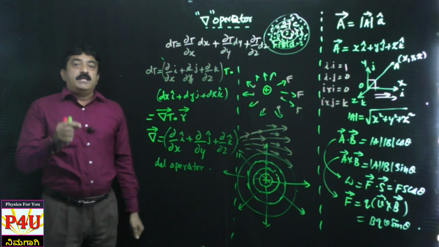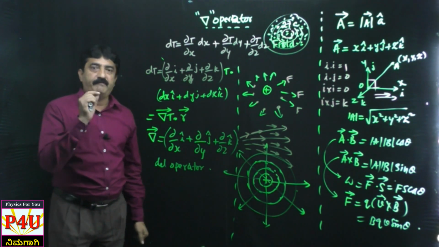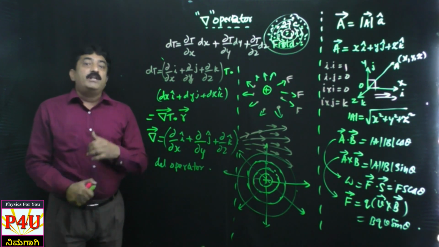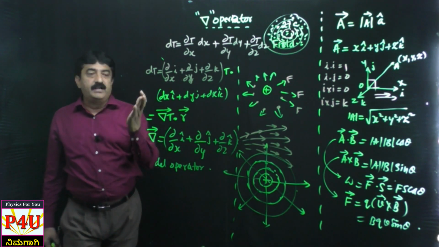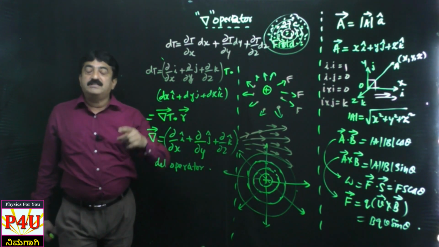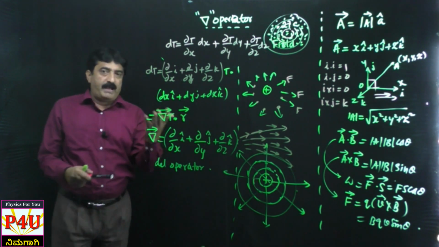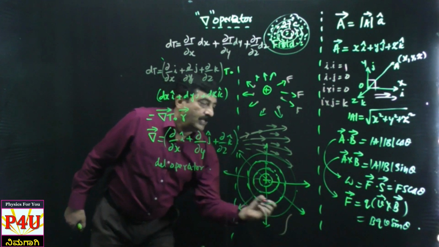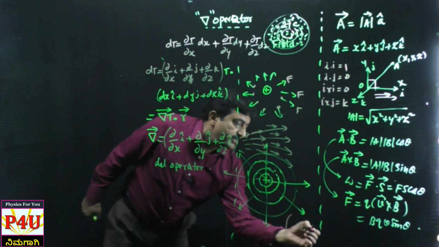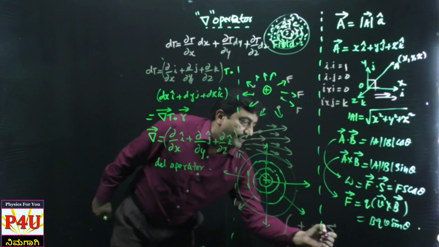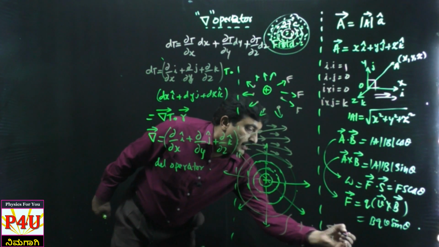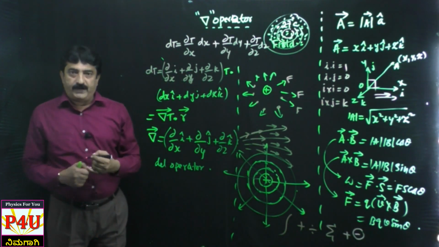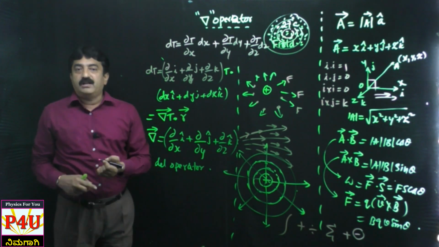What is this del operator? Del operator is one of the important operators in vector calculus. It represents differentiation. What is the difference between differentiation and del operator? The main difference is normal differentiation. See, in mathematics we have so many operators, like integration is an operator, addition is an operator, division is an operator, sigma is an operator, minus is an operator, like this. Even d by dx is an operator. Del is a differential operator.